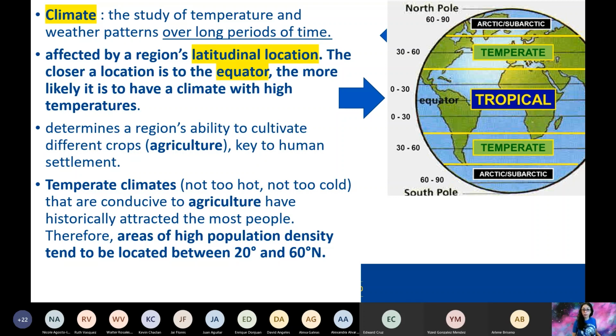Latitude tells you a lot about a place's weather and climate. And the equator, the line running through the middle of the Earth, there's an arrow pointing to it on the slide, is kind of the key to that. The closer you are to the equator, the hotter the climate tends to be. The farther you are from the equator, the colder the climate tends to be. Latitude also helps explain a region's ability to grow crops, to have agriculture, to farm, which, as we saw when we studied the Neolithic Revolution, is really the key to human settlement.